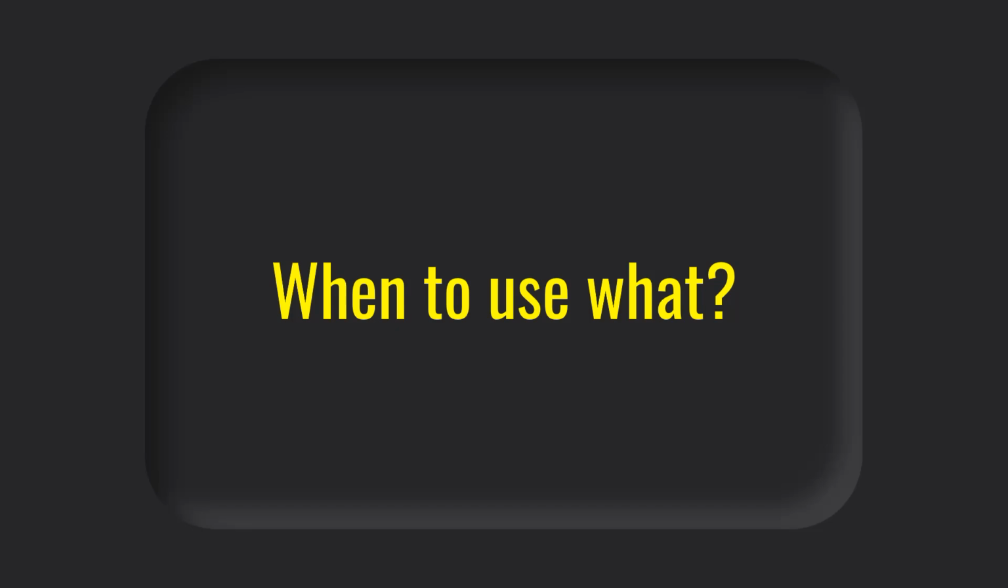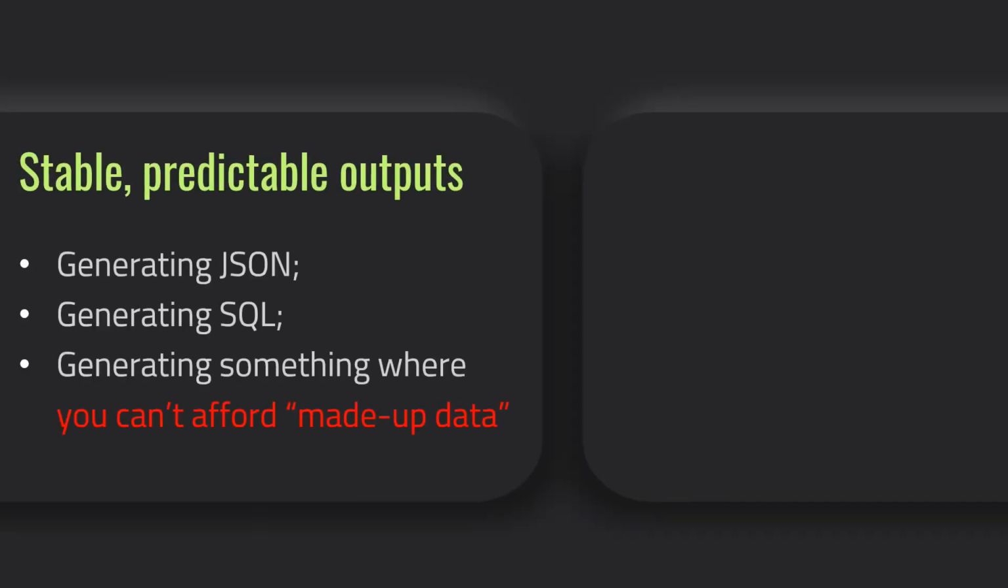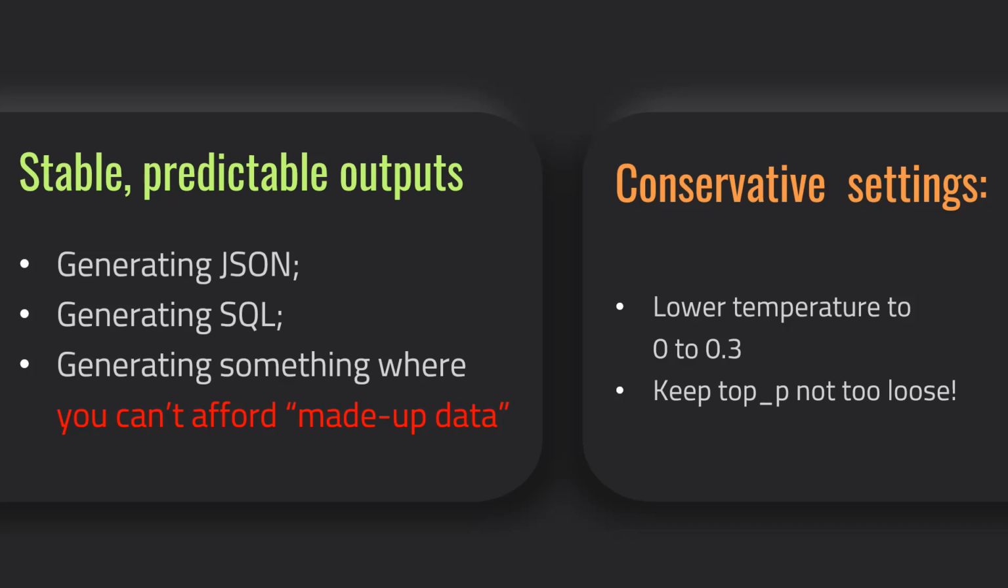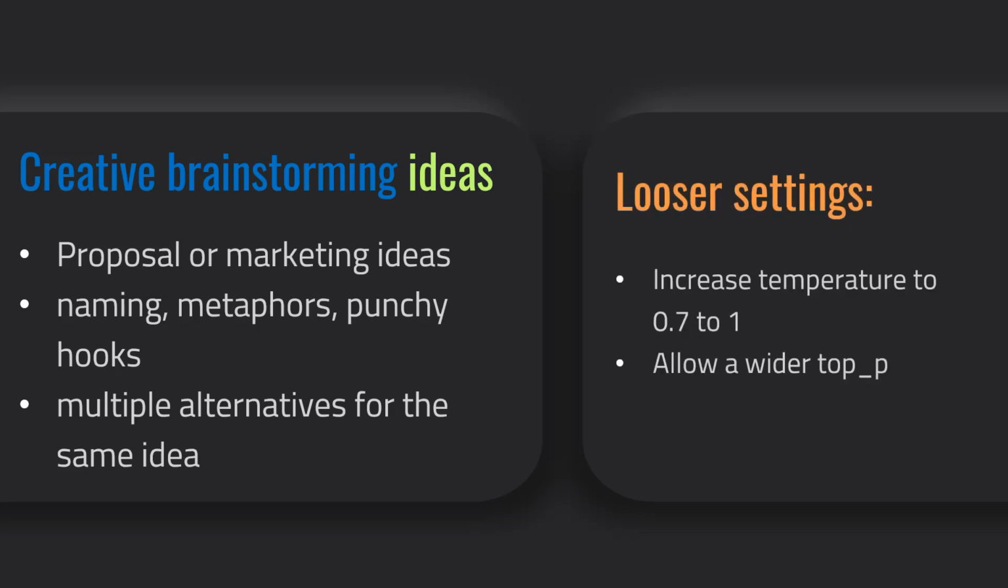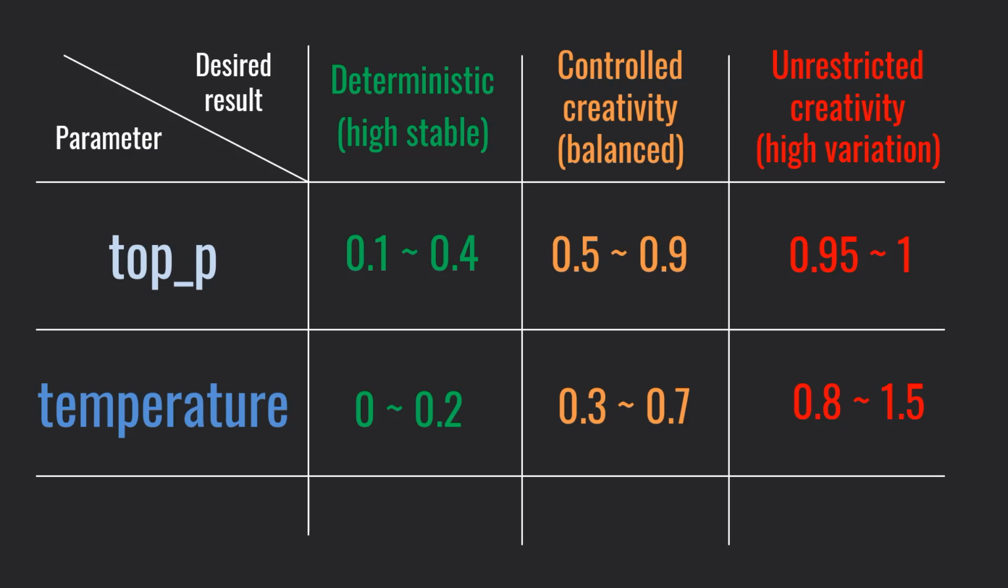When exactly do you use what then? The rules are simple. When you need something more stable and predictable, where you cannot afford made-up data, such as JSON objects or SQL results, conservative settings are preferred. On the contrary, if you want brainstorming ideas, try looser settings. Here is a reference table you can use to set their values in your application.